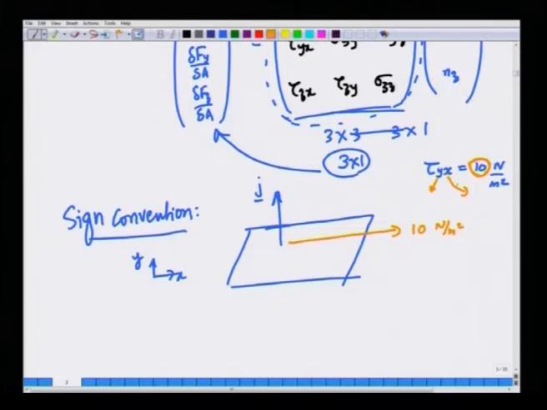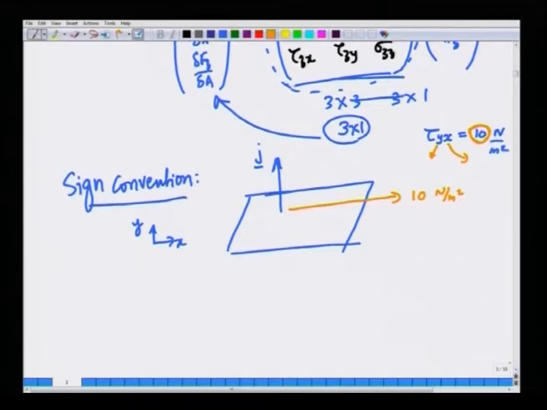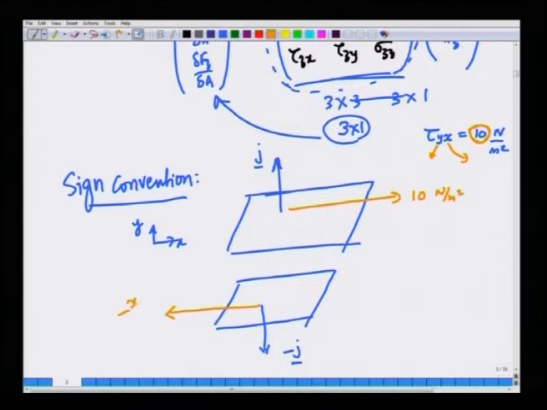Or it could also be the following, that on the same surface at the same point you could consider a unit vector in the minus j direction. Each plane has two unit normals, one is the normal pointing in the outward direction, the other is the normal pointing in the inward direction. So, if you consider the unit vector to be pointing in the minus j direction, then the force acting on this surface is in the minus x direction. This is plus x. The magnitude of the force is 10 Newtons per meter squared.